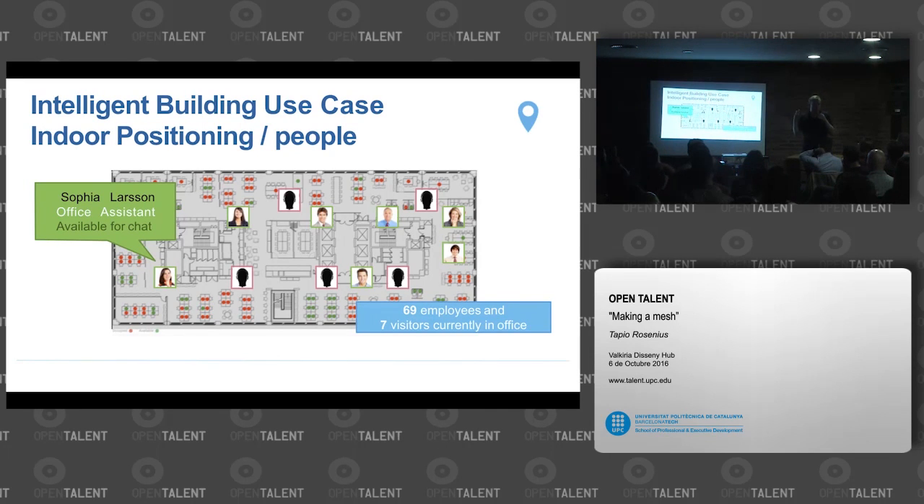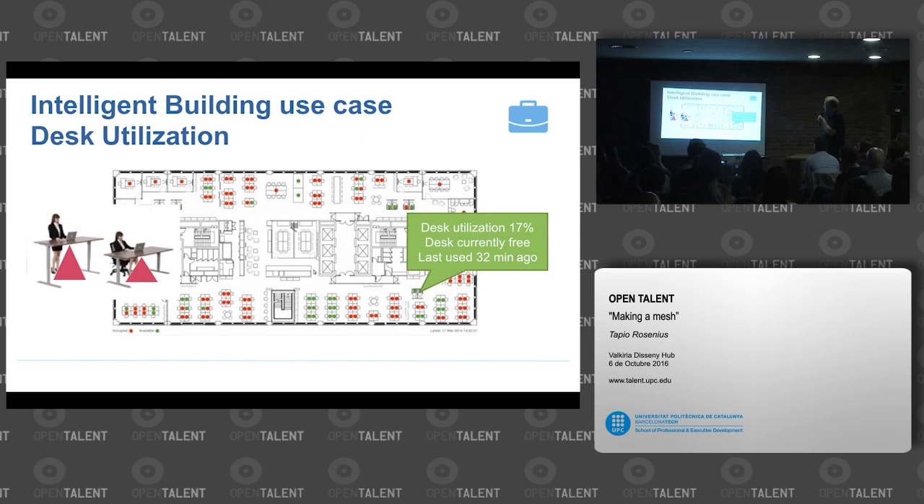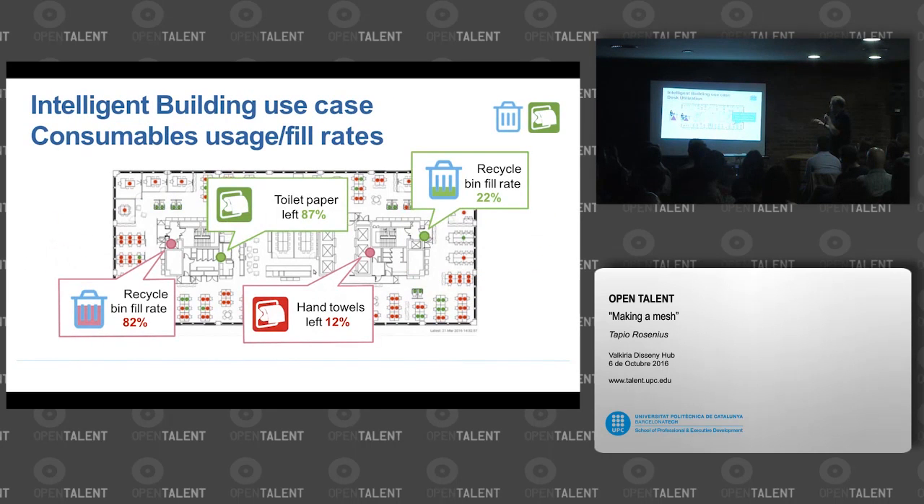And the time was the parameter that was also unexpected to some extent. In another project, the silo 468, it was the winds that created the behavior of birds. In here, it is people, or a vacuum cleaning robot, or the electric cars that they have for the company, or company bicycles. Or how they use their desks, their hot desking, or how much toilet paper they have left. So all this becomes data feeds, which is completely unpredictable.